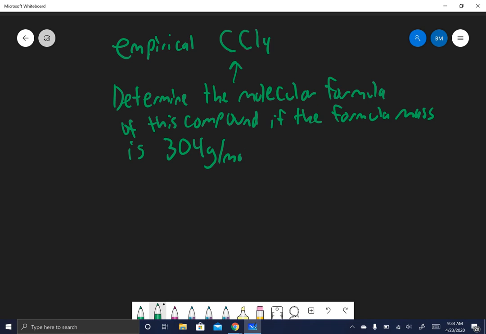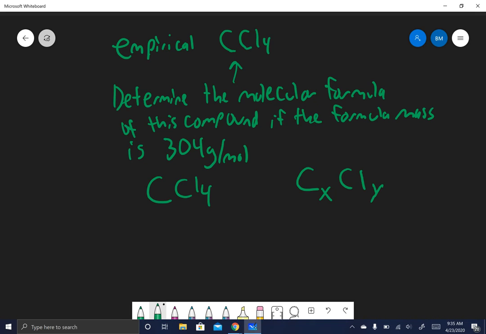The molecular formula mass is 304 grams per mole. So basically what we're going to do here is, I know my empirical is CCl4. My molecular is going to be C_x Cl_y, so I'm trying to figure out these new subscripts. I know the empirical is a 1 to 4 ratio. The molecular, as we learned before, is a bigger version of this, and it's the same proportion.